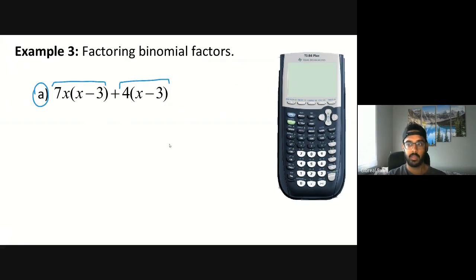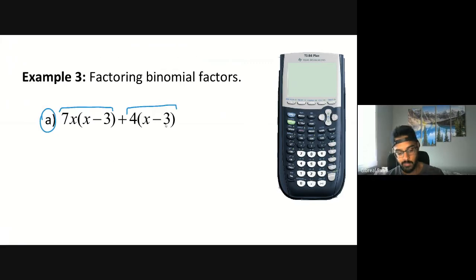Now in each of those terms, you're going to see that the sets of brackets are actually the same. Now really, it's just like saying 7x multiplied with that set of brackets plus 4 multiplied with that set of brackets. Really, if you're multiplying, that is technically a factor of the entire product. So that x minus 3 acts like a factor just as if it would if it was 7xy plus 4y.